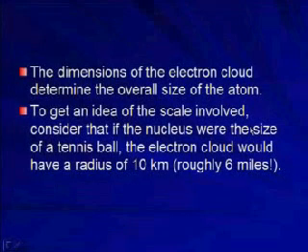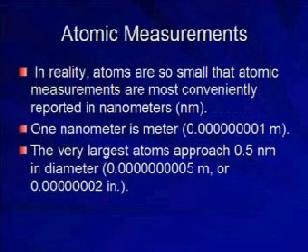The dimensions of the electron cloud determine the overall size of the atom. To get an idea of the scale involved, consider that if the nucleus were the size of a tennis ball, the electron cloud would have a radius of about 10 kilometers, roughly 6 miles. Atoms are so small that atomic measurements are most conveniently reported in a unit referred to as a nanometer. 1 nanometer is one billionth of a meter. The very largest atom approaches approximately 0.5 nanometers in diameter.